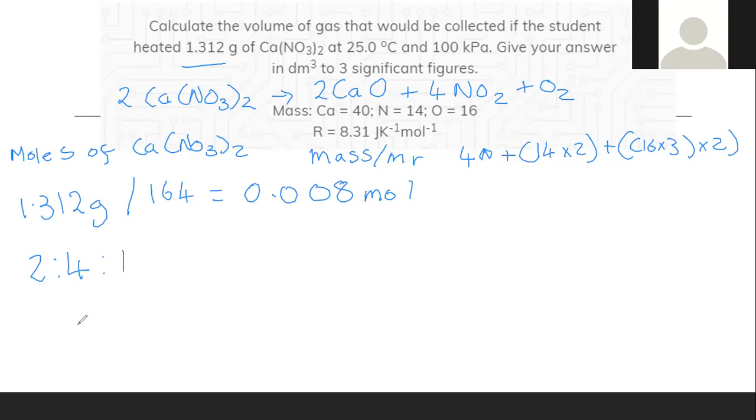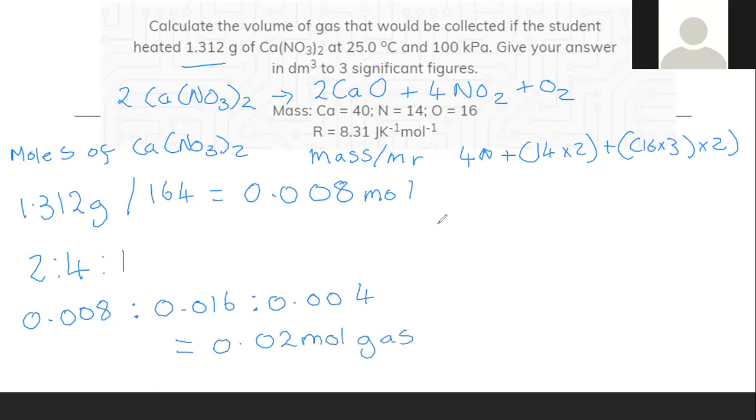So therefore, we've got moles here, and we know our ratio is 2 as well. So we know 2 is 0.008. Therefore, 4 moles, we're just going to double that, would give us 0.016. 1 mole, half of 0.008, will give us 0.004. So we've got a total volume of gas of 0.02 moles of gas. That is the amount of gas we have produced as our products.